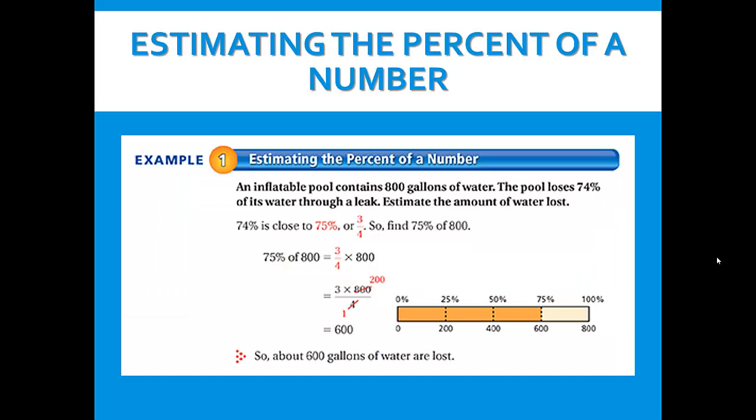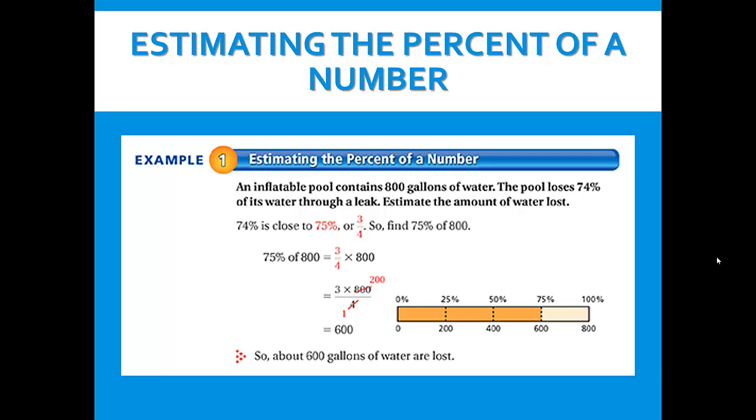For our first example, we're estimating the percent of a number. An inflatable pool contains 800 gallons of water. The pool loses 74% of its water through a leak. Estimate the amount of water lost. 74% is close to 75%, or 3/4. So, find 75% of 800. Remember, the word of means multiplication. So we're going to be multiplying 3/4 times 800.